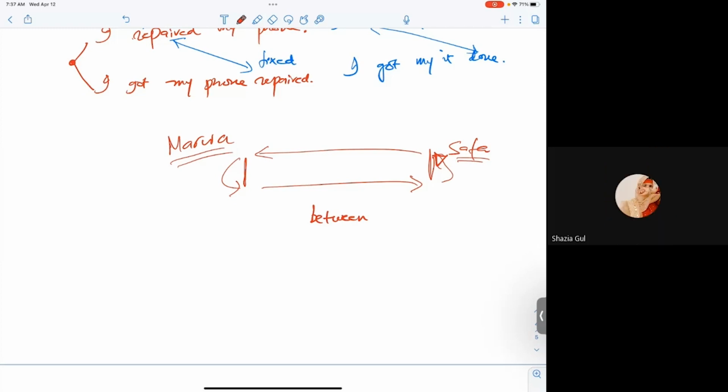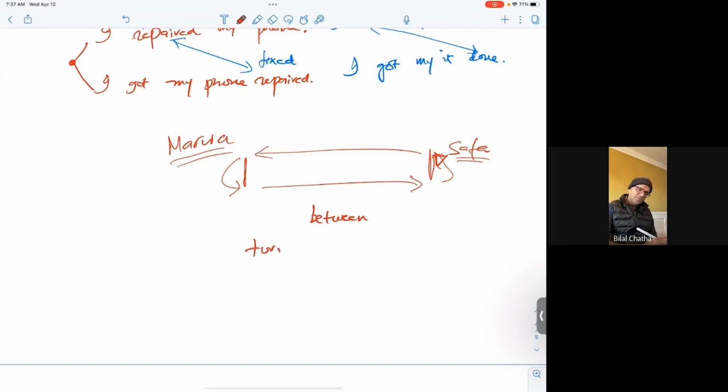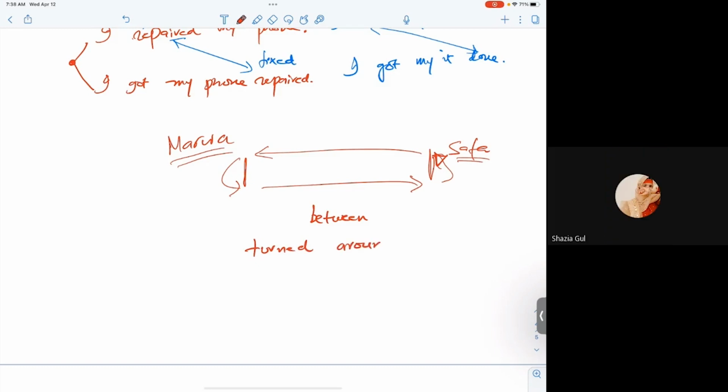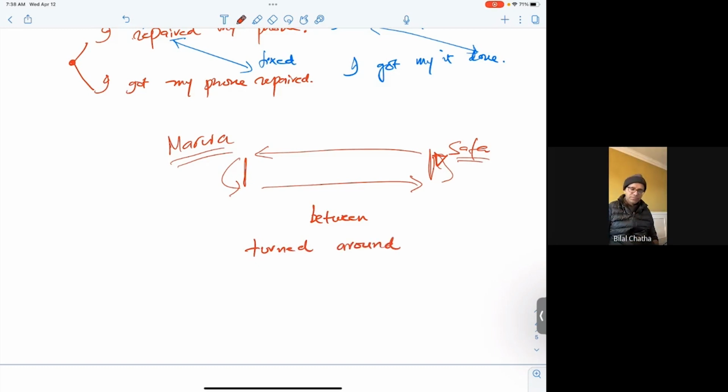She turned away to see him. So she turned around to see him. Okay. So again, phrasal verb, right? What's the definition of a phrasal verb? The definition of a phrasal verb is a verb plus preposition.